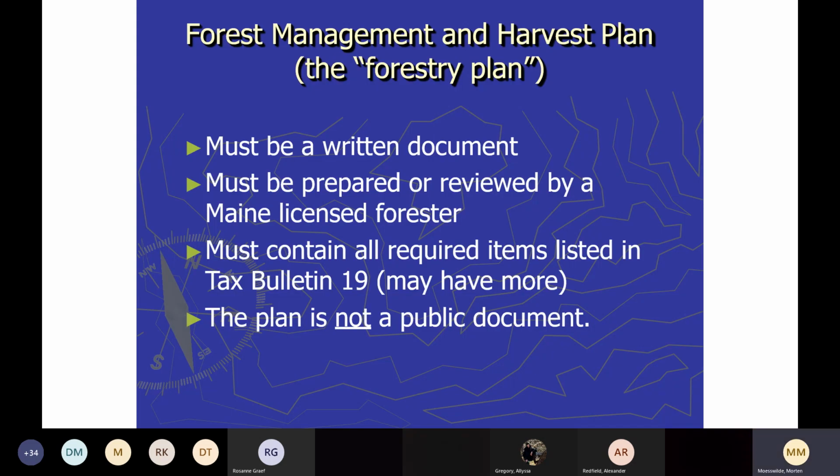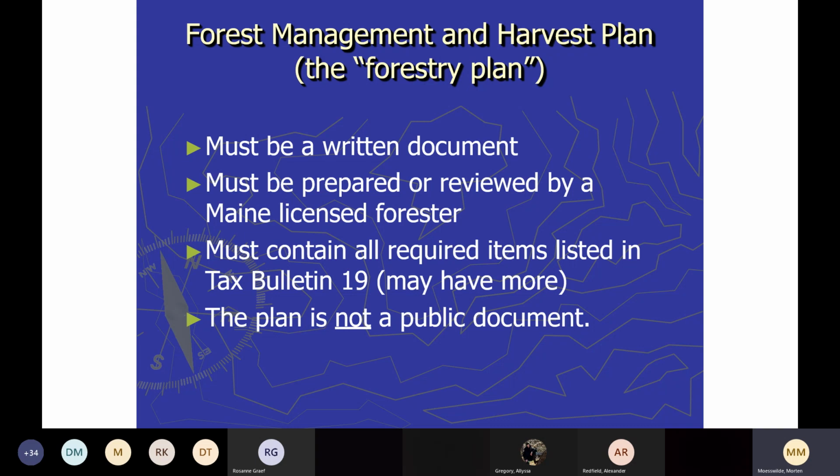A couple more comments about the forest management and harvest plan. Forest management and harvest plan is just the term that tree growth statute uses. So you may hear of these referred to as a forestry plan, a forest management plan, or a stewardship plan, or a tree growth plan. In our parlance, we fund woodland resource action plans. They all kind of refer to the same thing, but they may have different requirements or different standards to be met. The tree growth standard is fairly basic, but it does require that it be a written document.